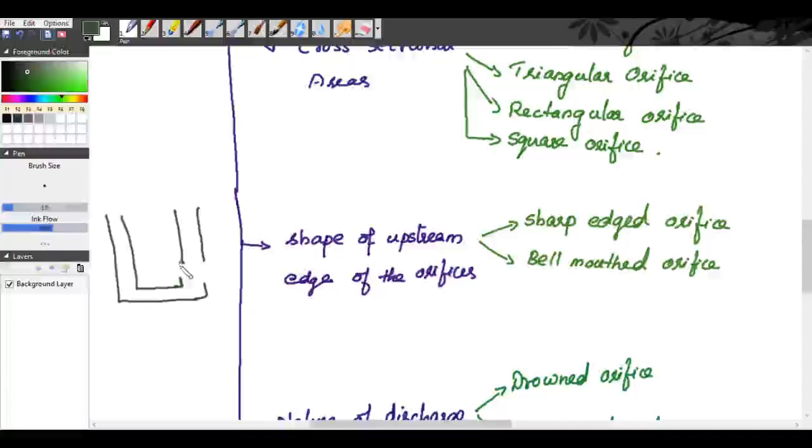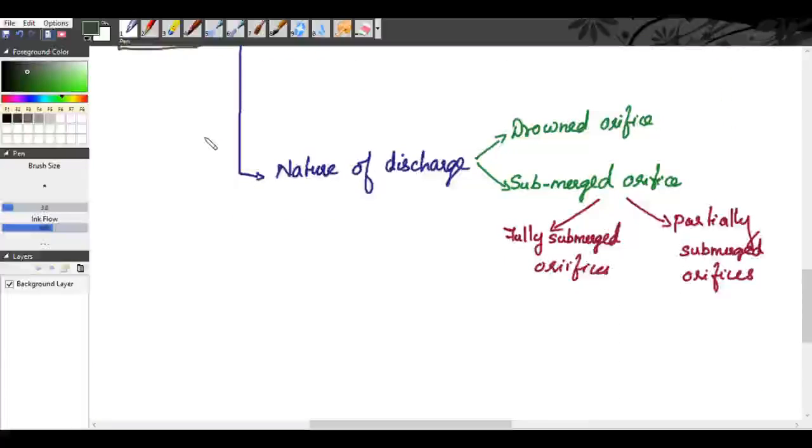Okay, your tank will be like this. Your water will be flowing like this, right? This portion is called upstream and this is called downstream. Based on the upstream edge of the orifice, it is classified as a sharp-edged orifice or bell-mouthed orifice. That means this part can be sharp-edged, or it can be bell-mouthed, curved. Bell-mouthed orifice.